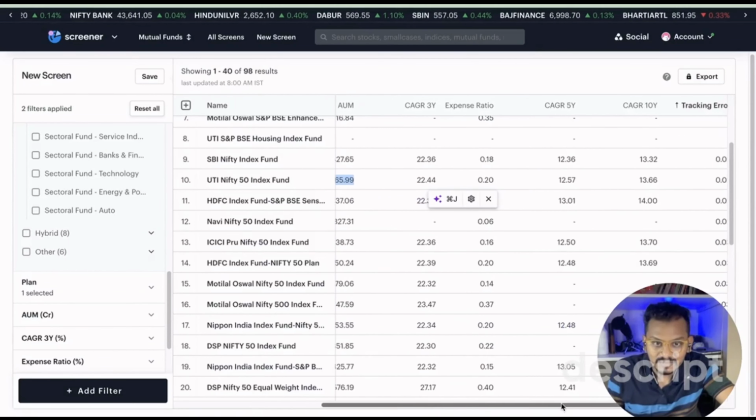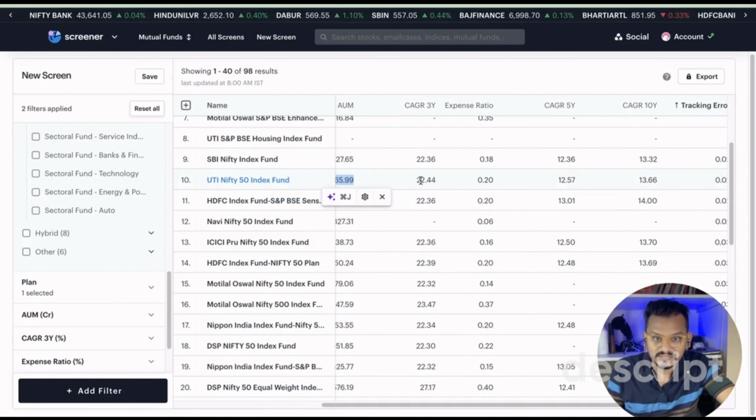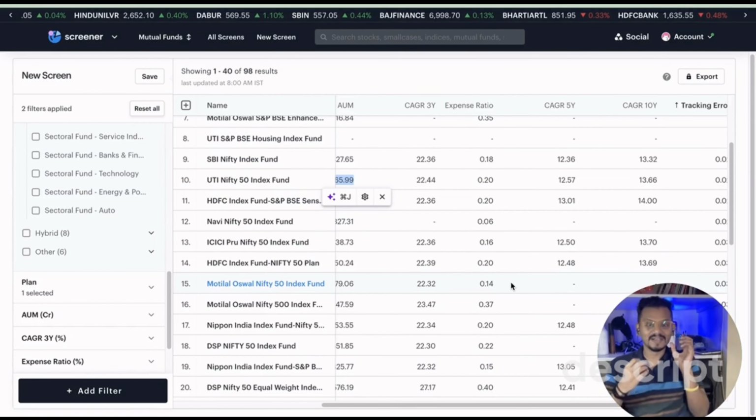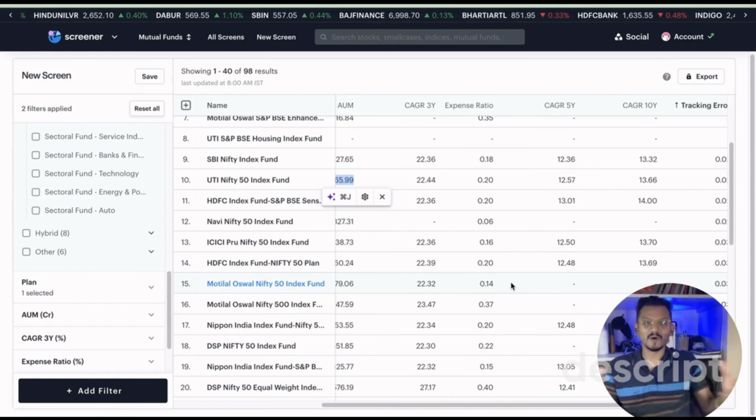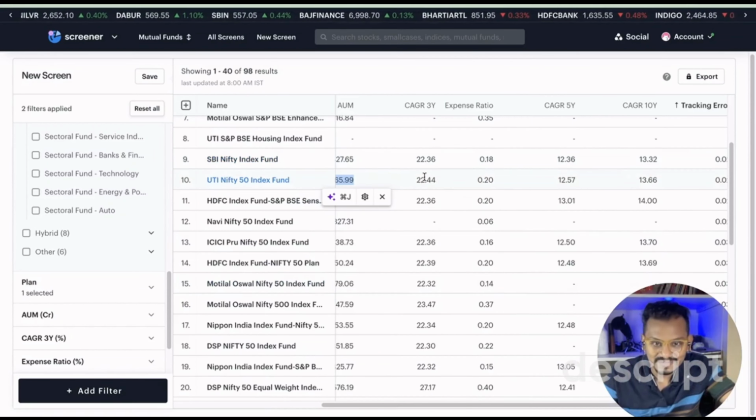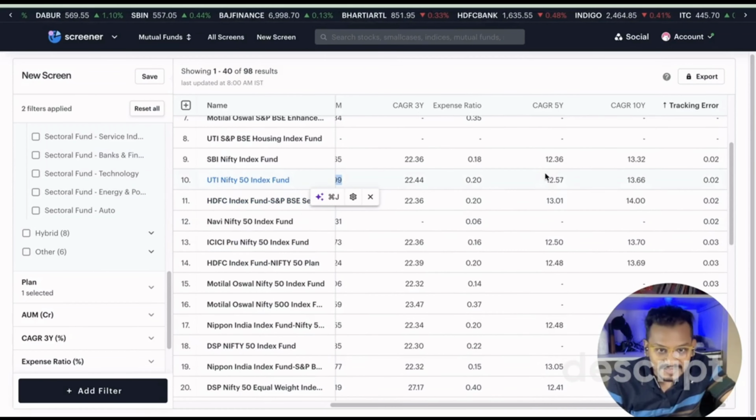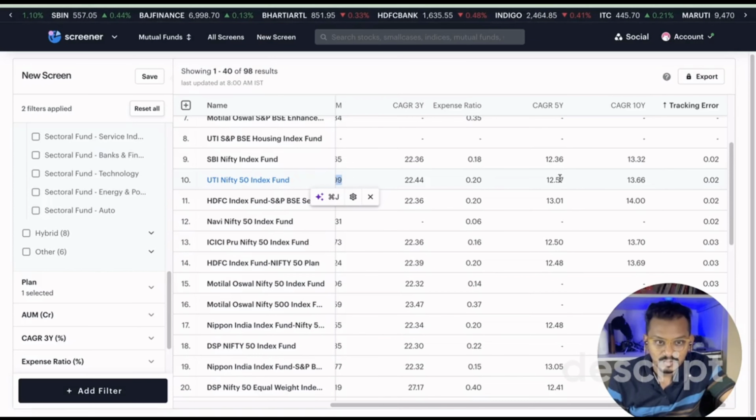So we'll see the CAGR. You see, for 3 years it's giving 22% return, which is super high. And an index fund is a passive mutual fund. You just invest and forget, right? If you get 22% return, this is super amazing. Now see the 5-year CAGR. Here it makes a difference: for UTI it's 12.57 and for HDFC it is 13.01. Let's see the 10 years growth, returns is 14.13.